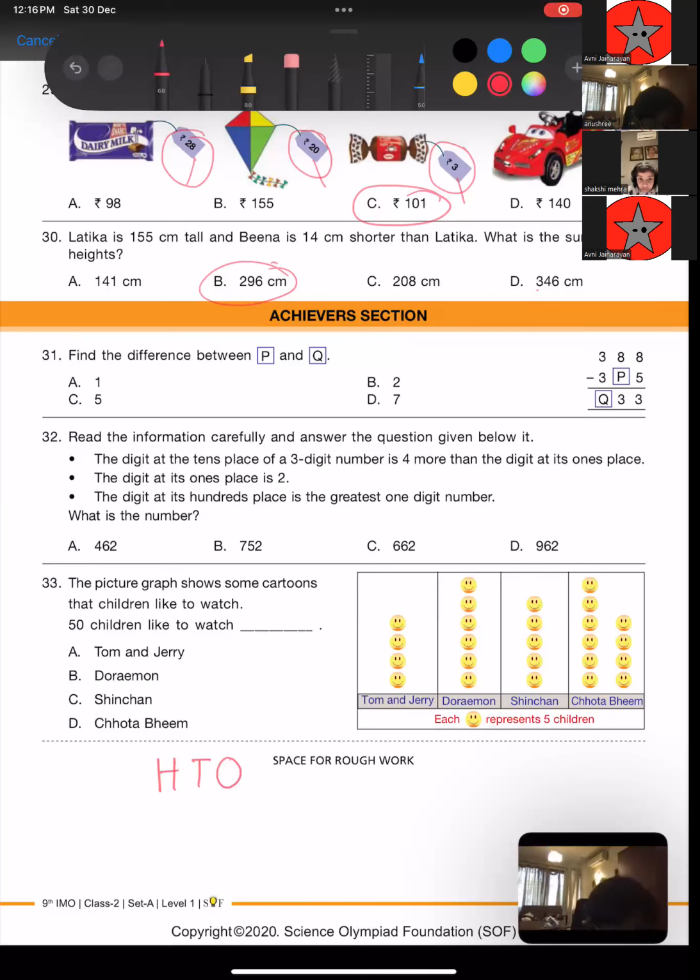Now, the digit at the tens place is 4 more than its ones place. I don't know what is at ones place, so I will not find tens. Now they say the digit at its ones place is 2. So definitely it is 2. So now Kabir, can you tell me what is going to be at tens place?